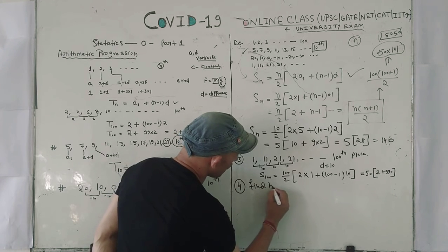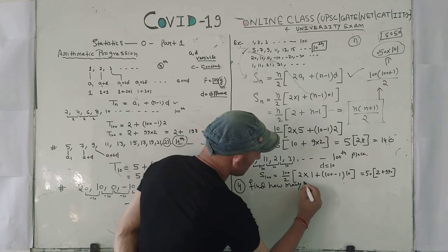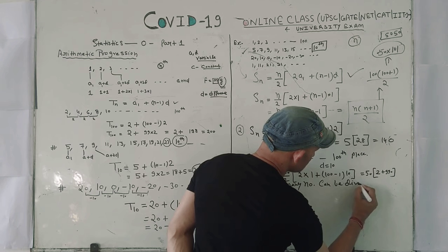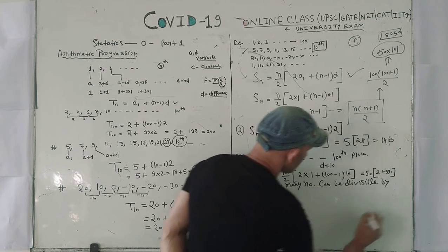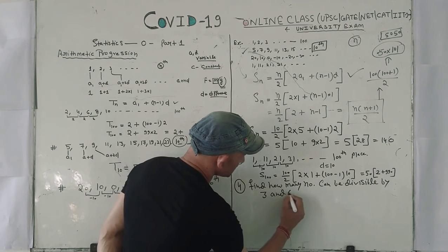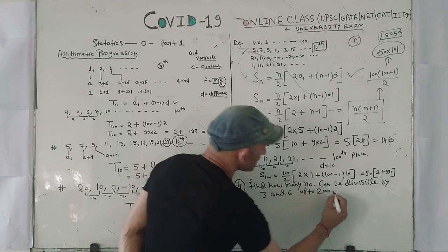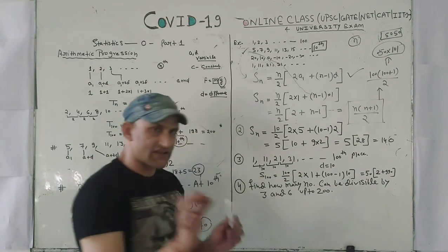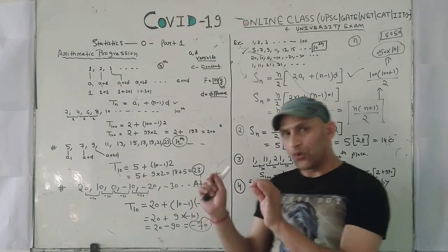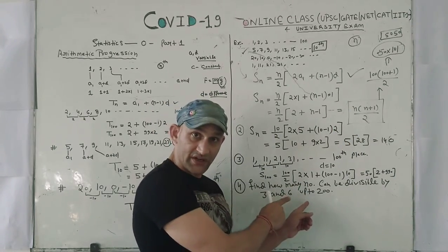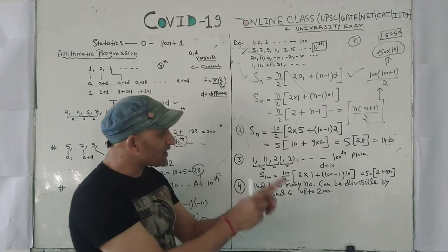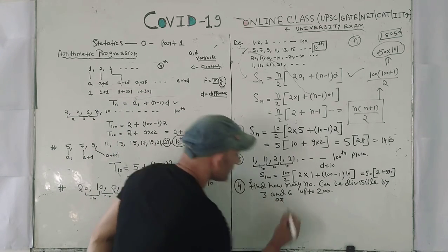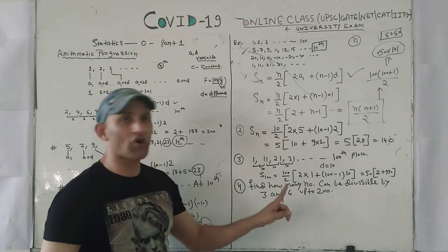Find how many numbers can be divisible by 3 and 6 up to 200. This question, the examiner has asked in your SSC exam, in your CDS exam, in your UPSC exam, in your GATE exam also, the same question has come. How many numbers can be divisible by 3 and 6 up to 200? So we are solving for 3 and 6, and 3 or 6.